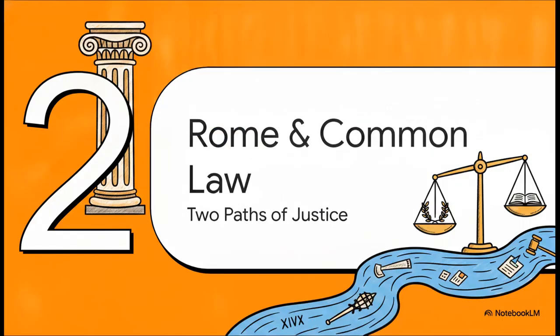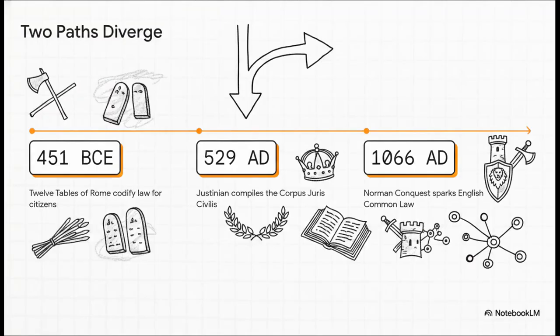Moving on to Section 2, Rome and Common Law, Two Paths of Justice. So here is where we see a huge fork in the road that totally shaped the Western world. Over in Rome, in 451 BCE, they created the 12 Tables, their first big attempt to codify law for all citizens. Fast forward to 529 AD, and the Byzantine Emperor Justinian compiles this massive, comprehensive text called the Justinian Code.